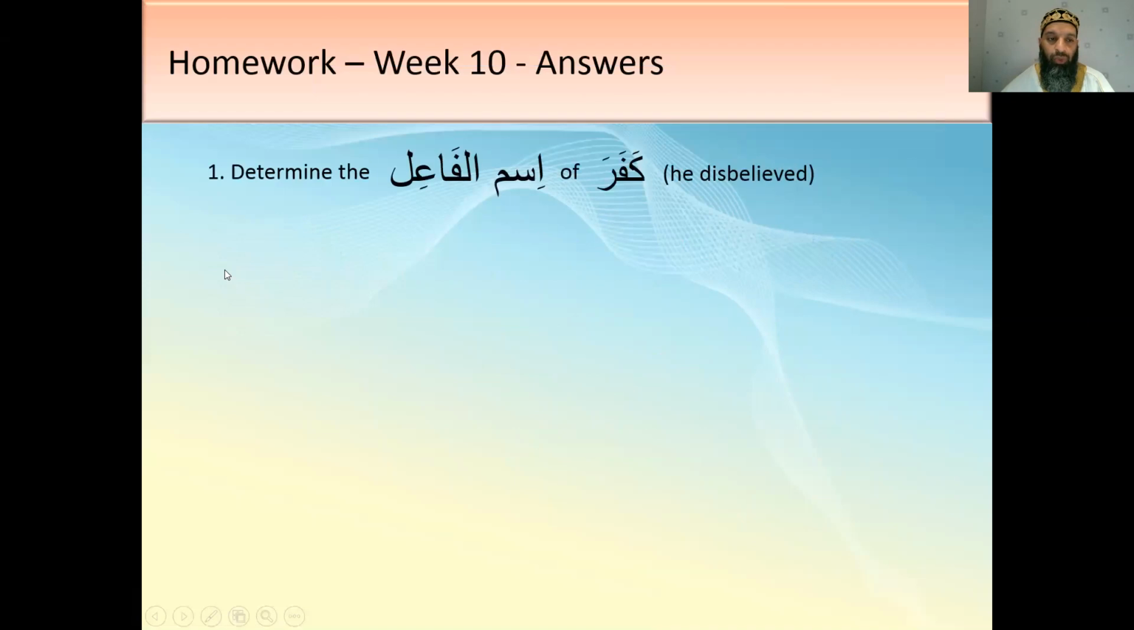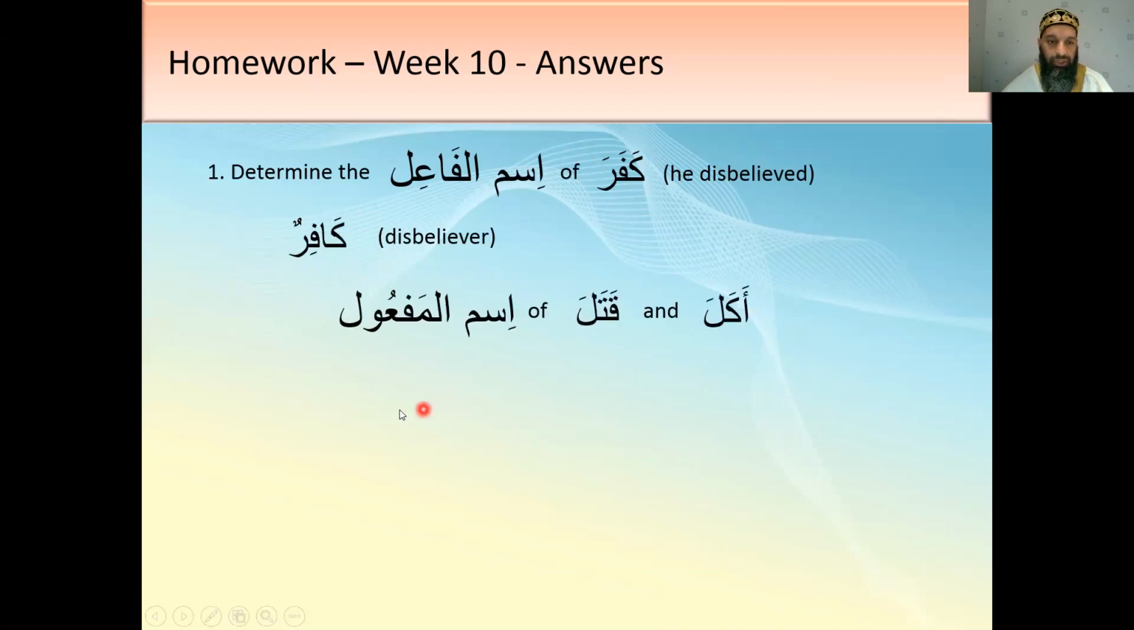So the homework was determining the ism fa'il for kafara. So determine basically the doer of kafara. It goes in the fa'ilun pattern, and kafirun is disbeliever. So this is just going through the homework.